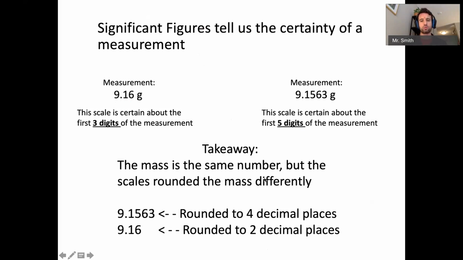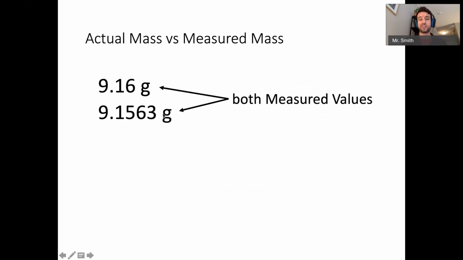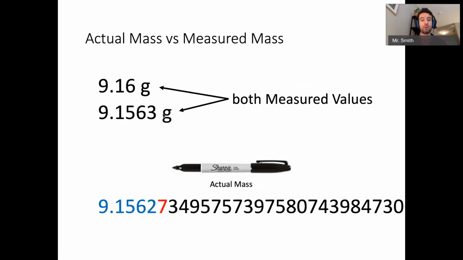So here we've got five decimal places, and over here it's rounded to two decimal places. This is important, right? Those are both measured values. The actual mass of the Sharpie probably has a bunch of other numbers, because we will never know what those numbers are unless we get a more specific scale. And even then, there's still a bunch of other places worth of numbers that we could figure out.